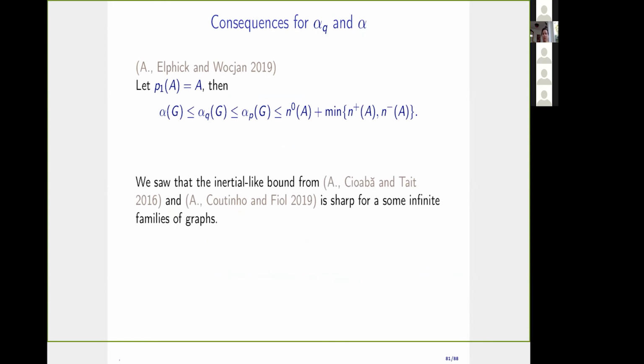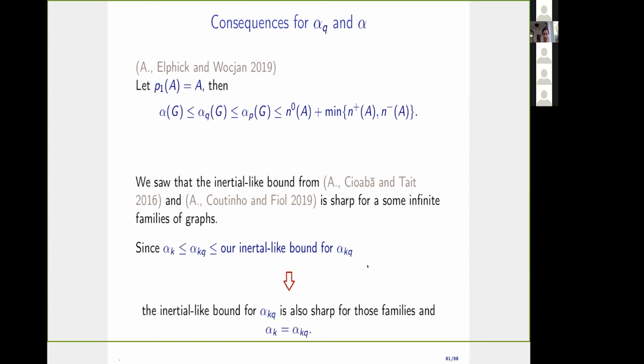We also saw at the very beginning of this talk that the inertia type of bound from myself, Abiad, Tait, and Fiol, is sharp for some infinite families of graphs. And because we have this sandwich type of thing here, we also know that these families of graphs are also providing sharp examples for this quantum bound for the alpha kq. And then in that case, we know that the classical parameter equals the quantum parameter. This is quite interesting.